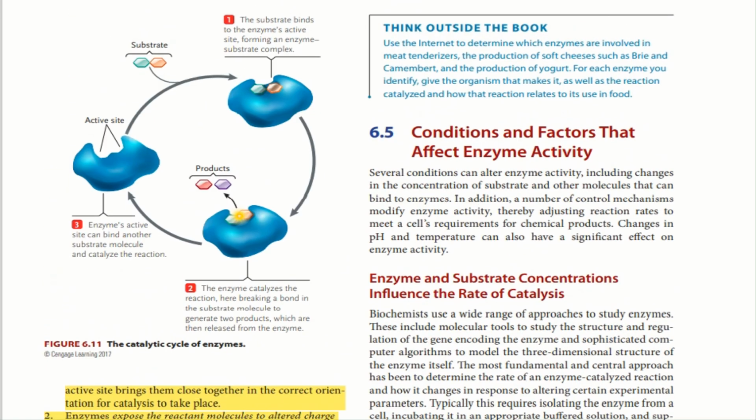Let's see a diagram representing the catalytic cycle of an enzyme. Step 1. The substrate binds to the enzyme active site, forming an enzyme-substrate complex. Number 2. The enzyme catalyzes the reaction, breaking a bond in the substrate molecule to generate two products, which are then released from the enzyme. Number 3. The enzyme active site can bind another substrate molecule and catalyze the reaction.